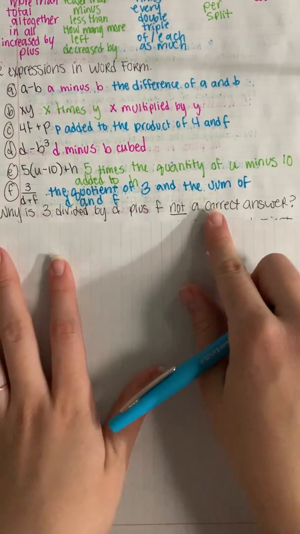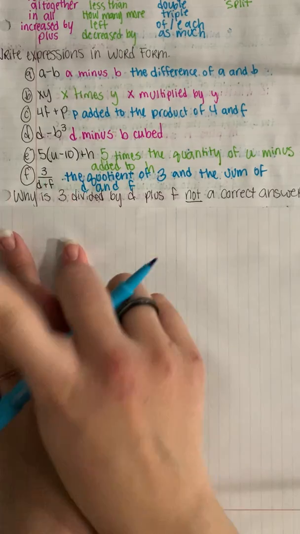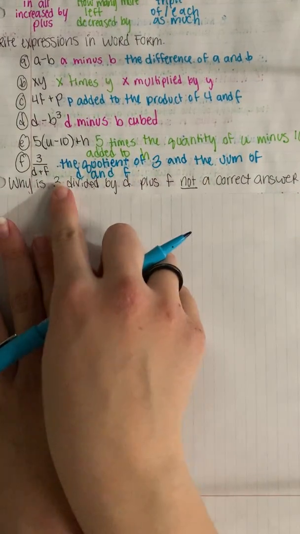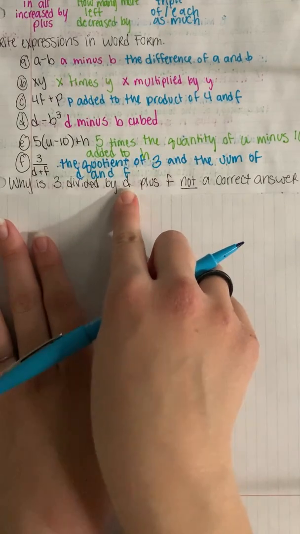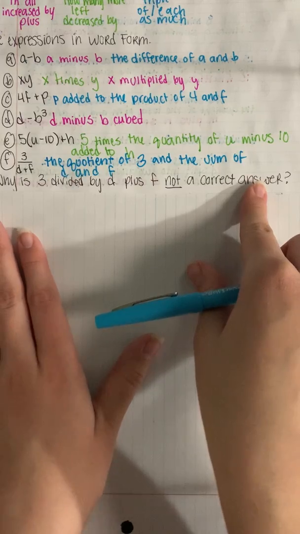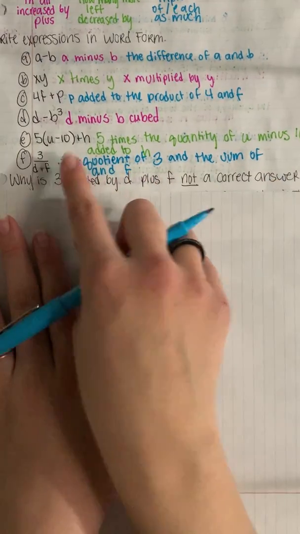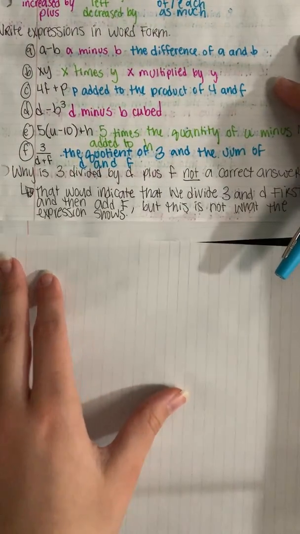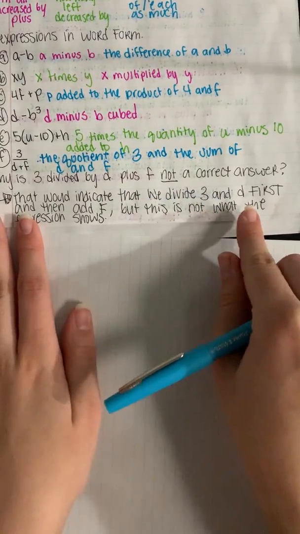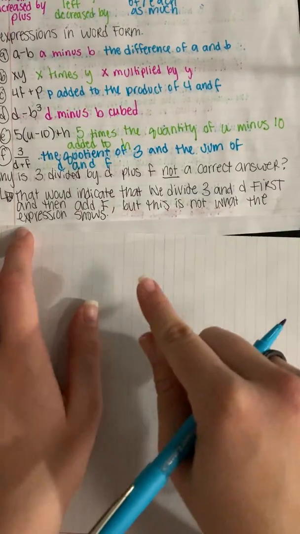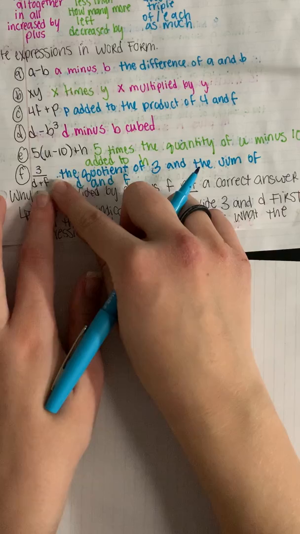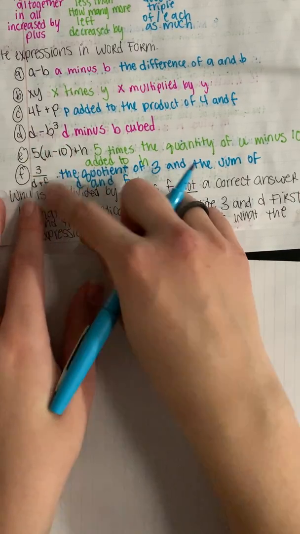So there is one way that you could write this that is not correct. And so I wrote this down as a question at the end for F. It says, why is 3 divided by D plus F not a correct answer? So that's one way that you actually could not say this one. And so the reason is because that would indicate or mean that we divide 3 and D first and then we add F. But that is not what the expression shows. The expression shows that we have to add D and F first and then do 3 divided by that sum.